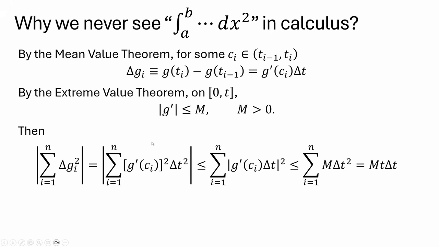And our next step is perhaps the most common technique in analysis. That is to use the triangle inequality to obtain an upper bound. The first step is substituting Δgi squared.